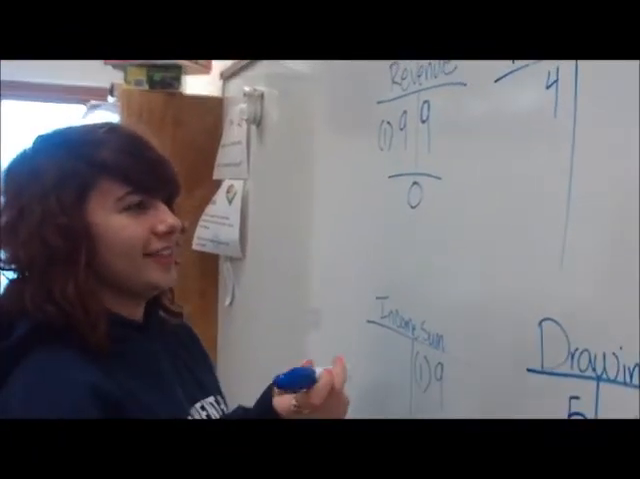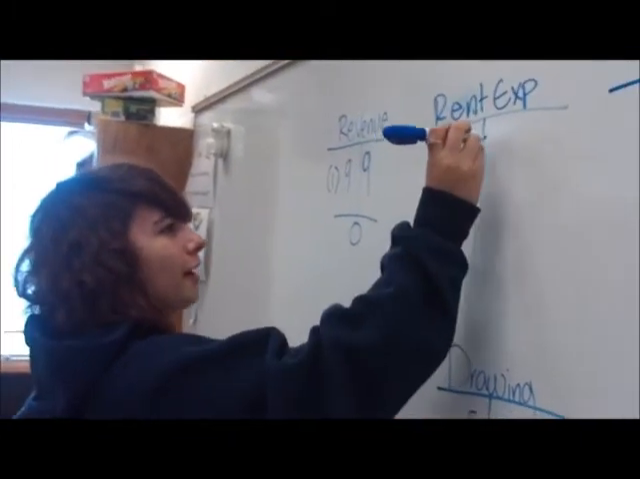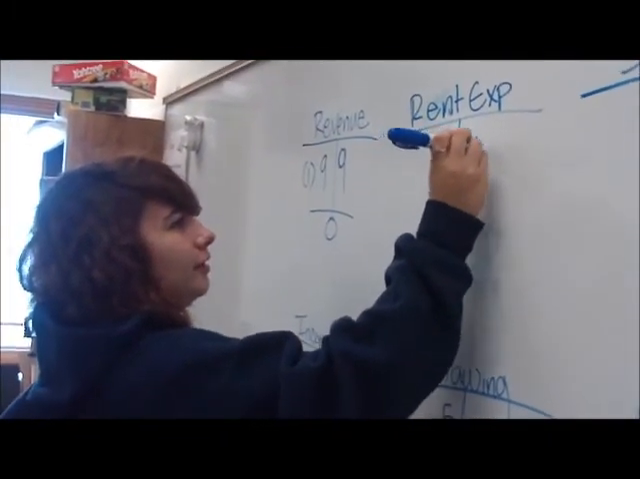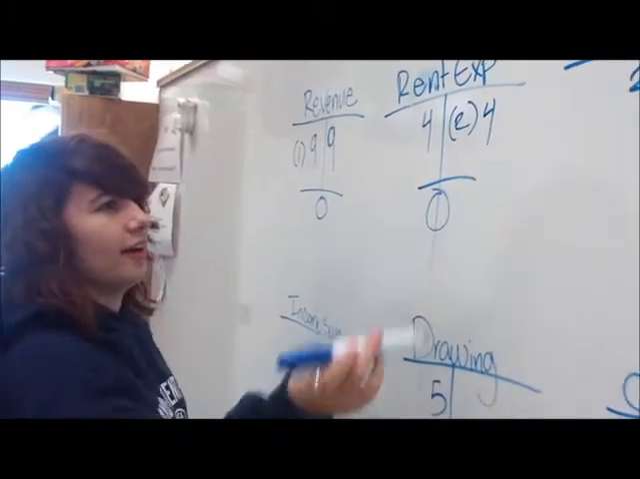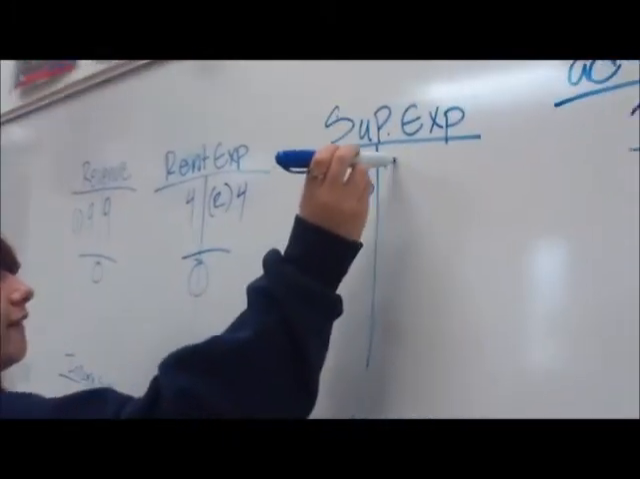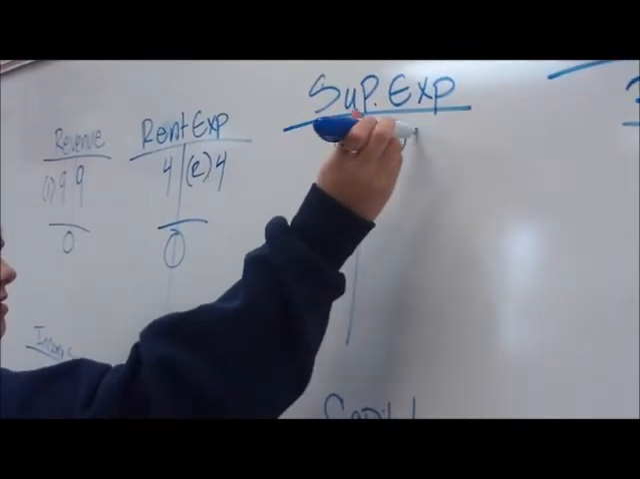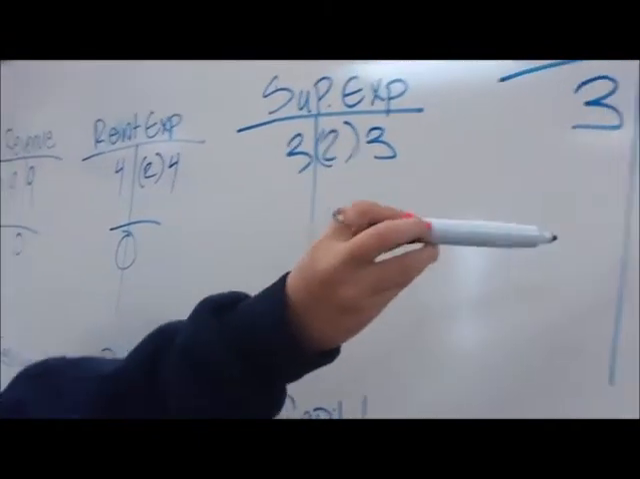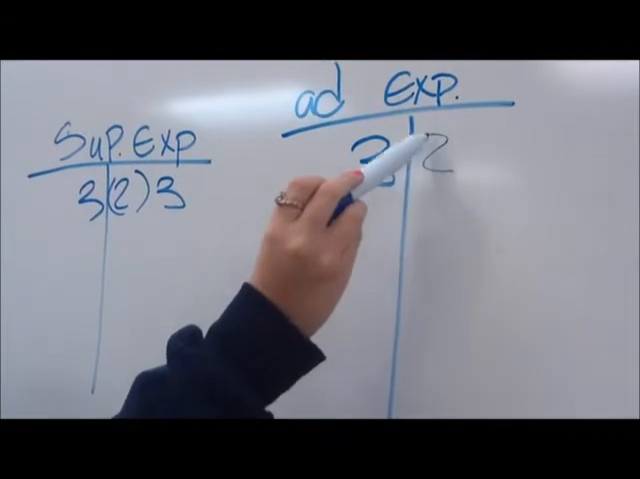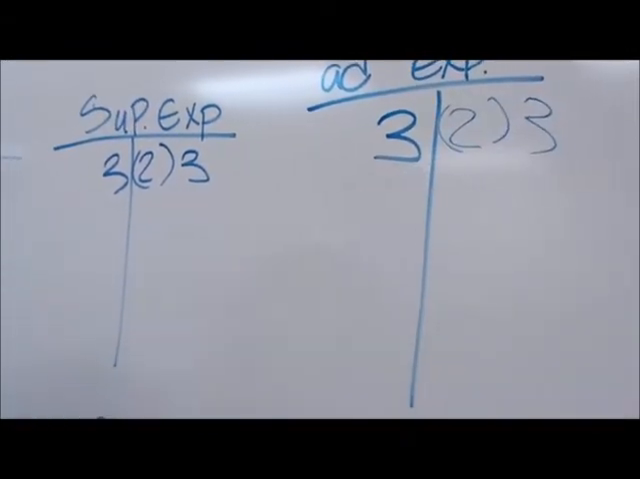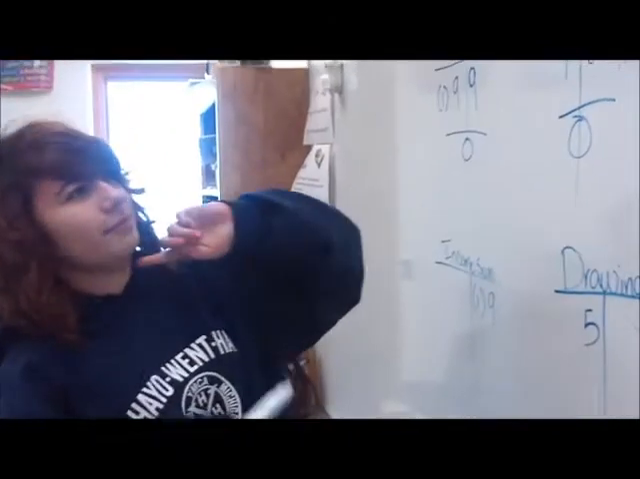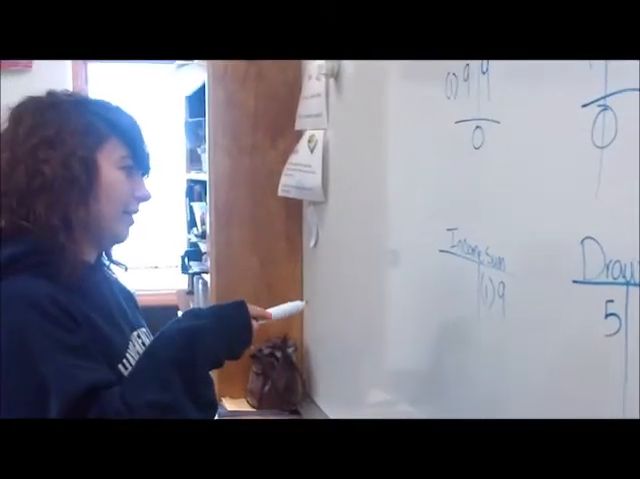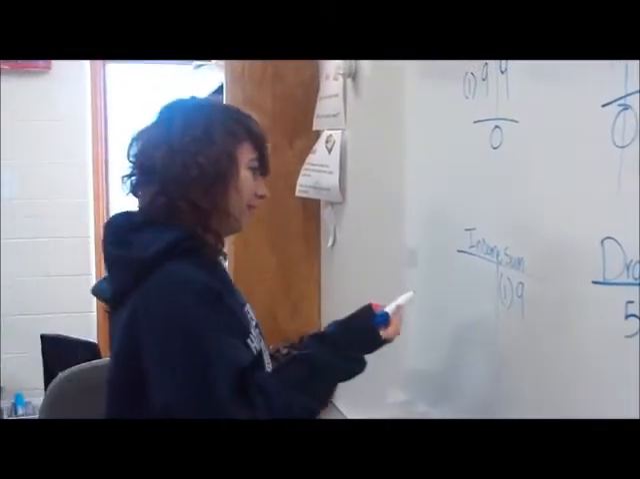For your rent, you credit 4 to make it 0, and you do the same for supplies and the advertising expense. And when you credit all those, you put it on the debit side of the income summary.